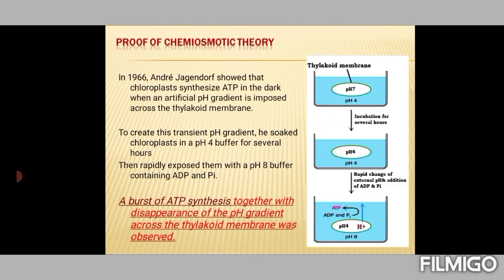So this chemiosmotic theory has been experimentally proved also. That was in 1966 by a person named Andre Jagendorf. What he did was that chloroplasts were maintained at a normal pH of 7, and suddenly taken into a solution having pH 4. Now the chloroplast acquires pH 4 inside. Then the pH of the outside solution was suddenly changed to pH 8, along with addition of ADP and inorganic phosphate. Now a burst of ATP synthesis happens, together with disappearance of the pH gradient across the thylakoid membrane. This was observed, and this was a very good experimental proof for the chemiosmotic theory.